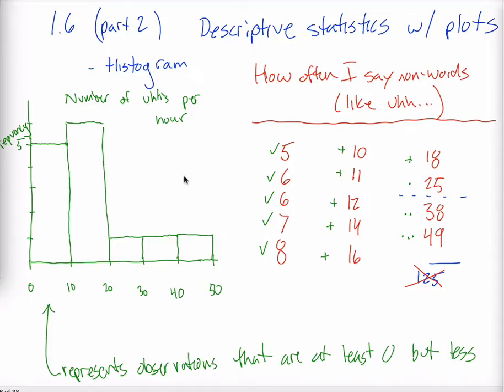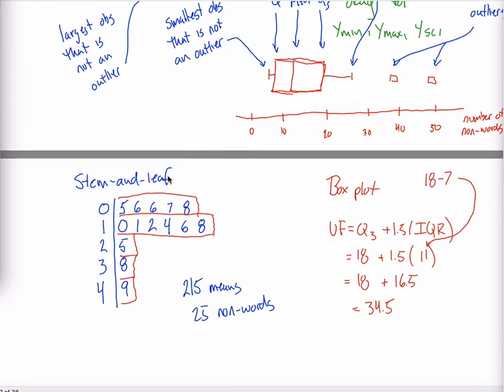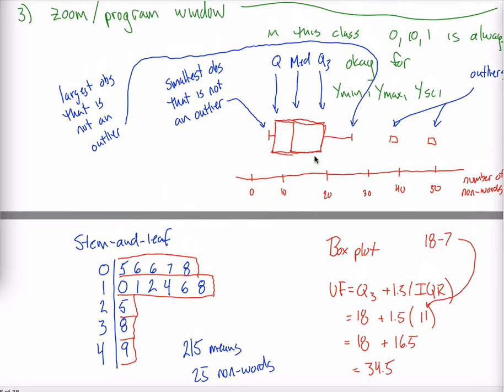All right, finally, the last video from 1.6 part 2, this section where we get into some pictures to summarize data, to do descriptive statistics with plots. We've learned 3 different ways to do it so far. We've learned a histogram, which is important. We've learned a stem and leaf plot, less important. And we've learned a box plot, fairly important again. There's more ways, more pictures you can make, but in this class, those are the 3 we're going to talk about.